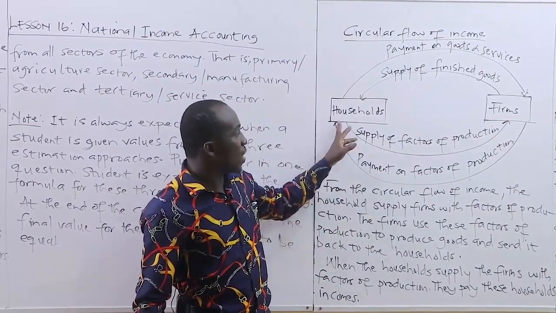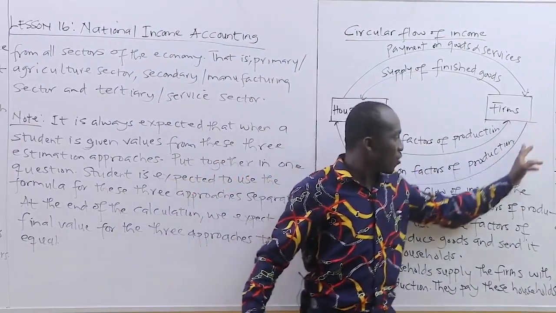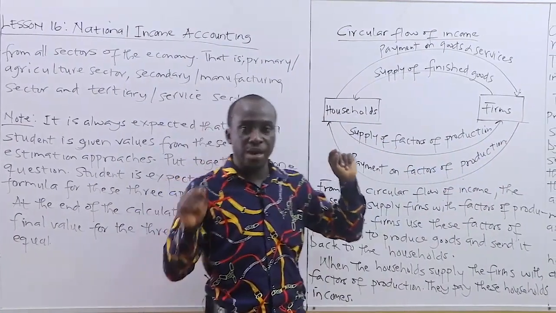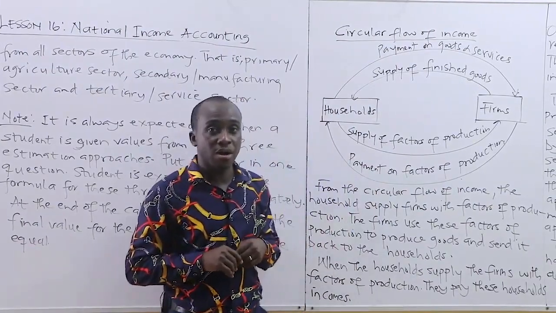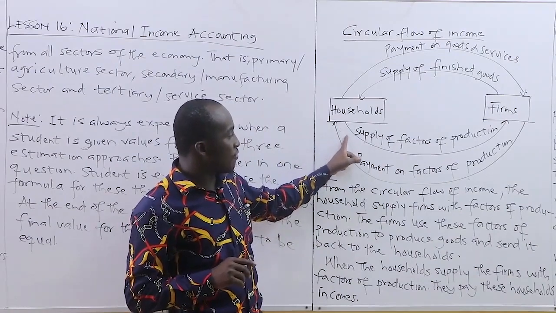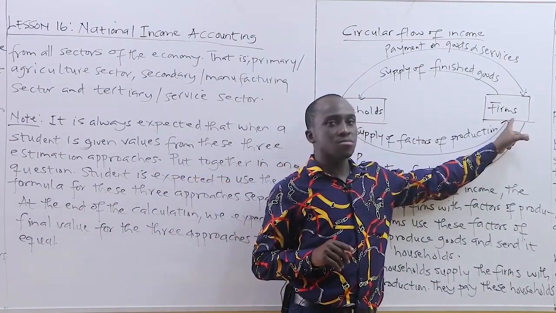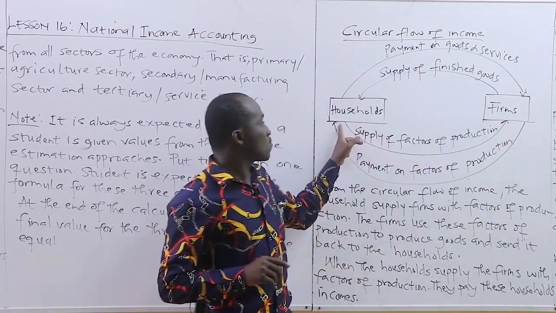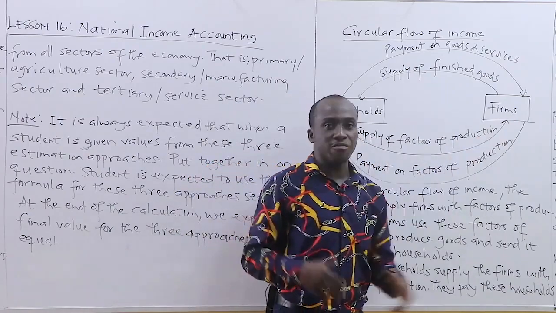Let's look at what we have here. Let's look at the arrow. You should know where the arrow is moving and where the arrow is coming from, right? That should be something you should try to understand very explicitly. Household. Household supply the firms with factors of production. You see the arrow? It moves from the household and is moving to the firm. We supply them factors of production.